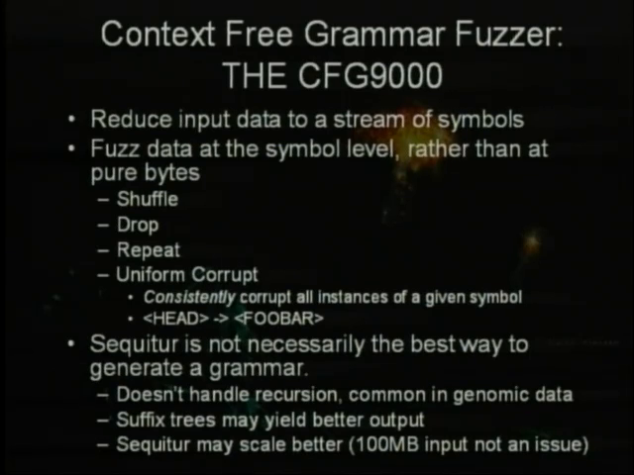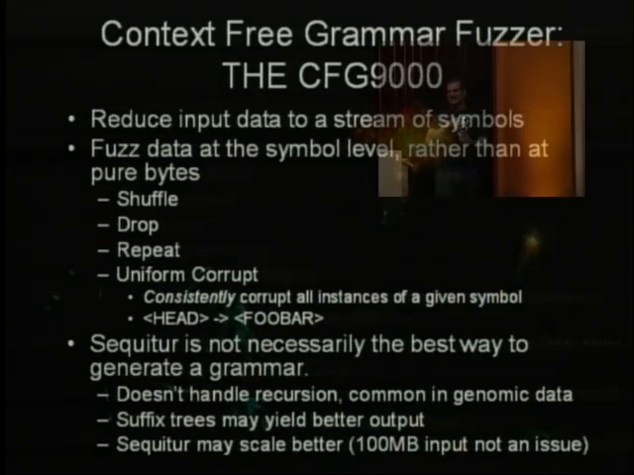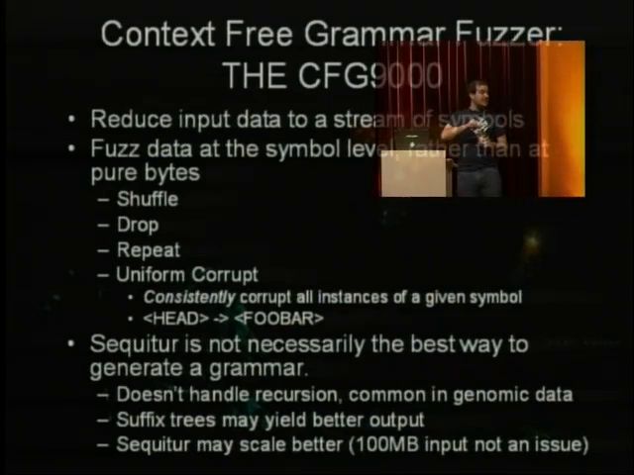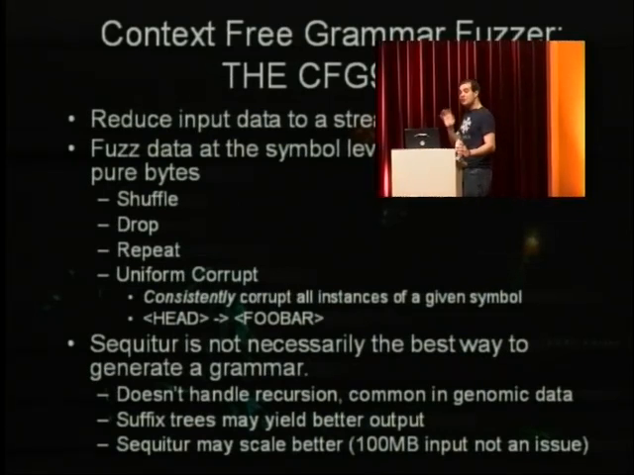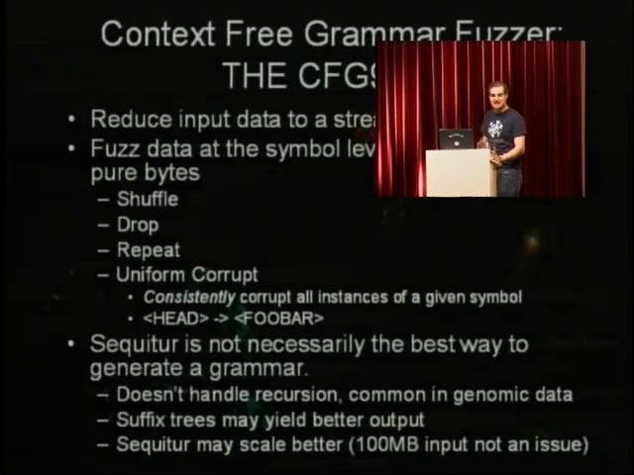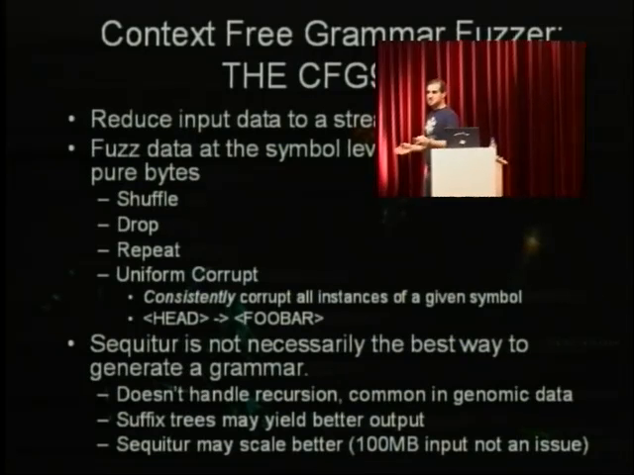All right, cool. It reduces input data into a stream of symbols. And now once we've got symbols, let's go fuzz those. Just like we were going to do with bytes with a dumb fuzzer. We can shuffle them around, we can drop them, we can repeat them, we can corrupt the symbols, but do it in a way that is consistent. Every instance of this symbol is broken.